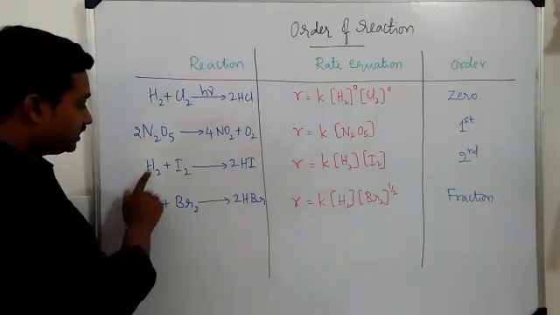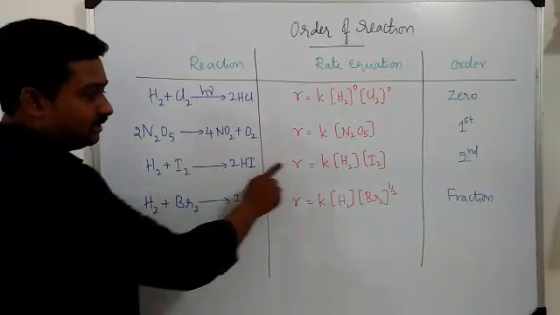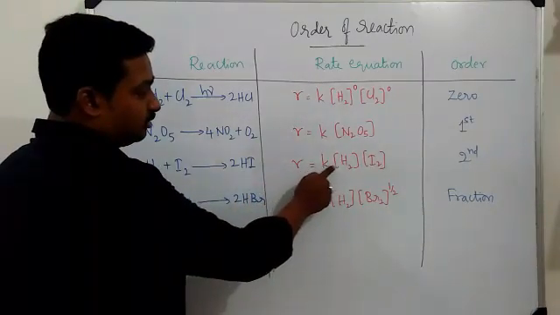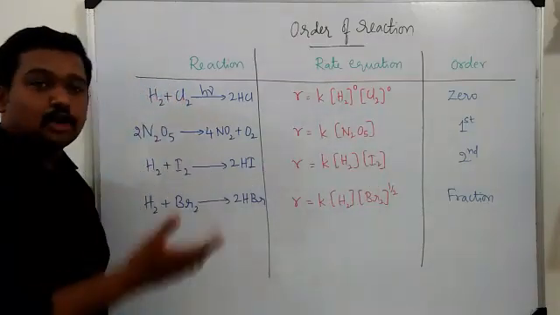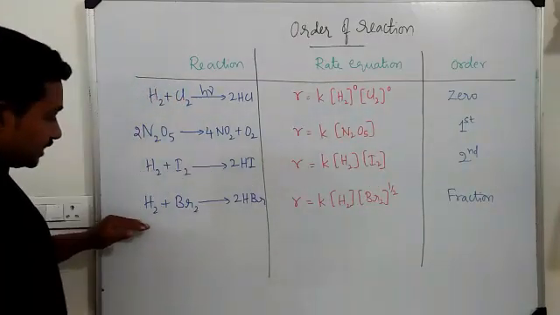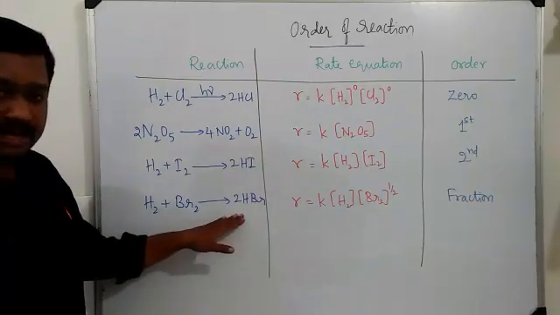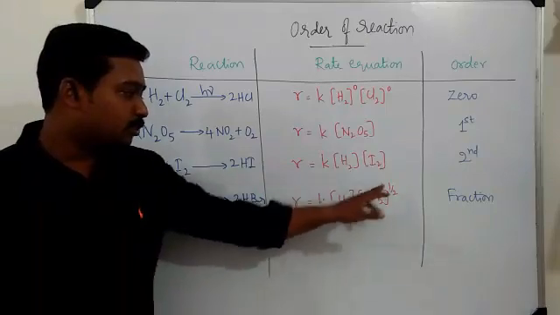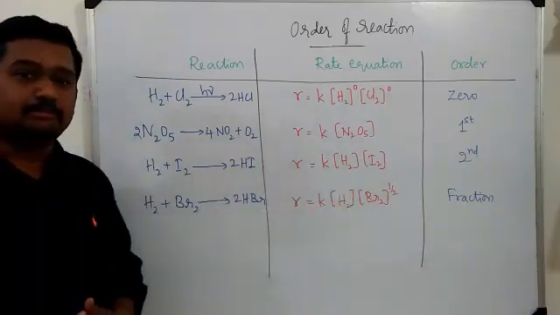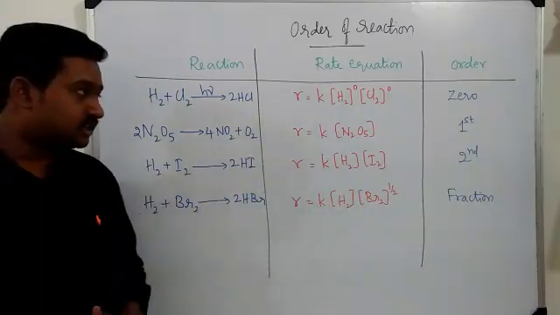In the third case, I have H2 plus I2 giving 2 HI and it has a rate equation R equal to K into H2 power 1, I2 power 1, and hence it is a second order reaction. Finally, H2 plus Br2 gives 2 HBr, where the rate equation is R equal to K into H2 power 1, Br2 power half, and therefore it is an example of a fractional order reaction.